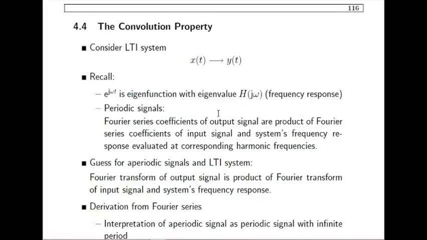You can see that the Fourier series coefficients of the output signal are the product of the Fourier series coefficients of the input signal and the system's frequency response. So what will it be for aperiodic signals and an LTI system? Instead of the Fourier series, here it will be the Fourier transform. The Fourier transform of the output signal will be the product of the Fourier transform of the input signal and the system's frequency response.